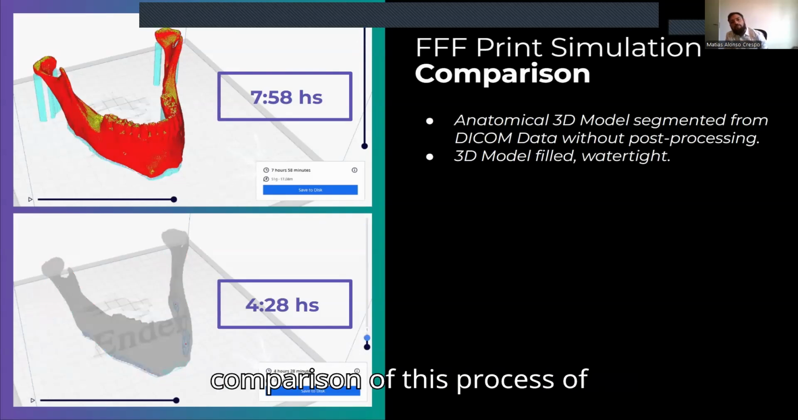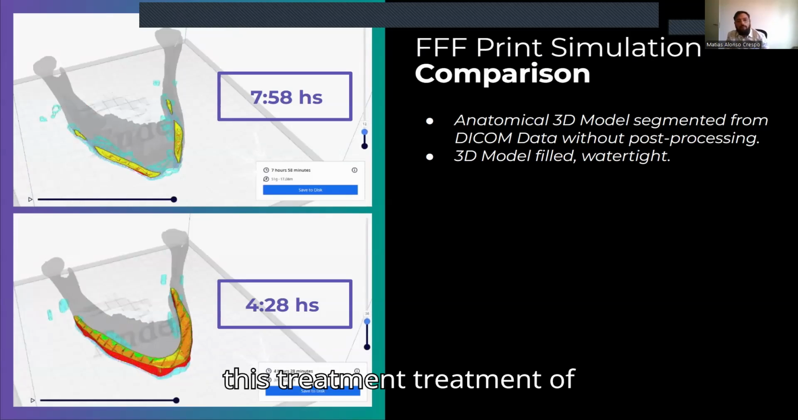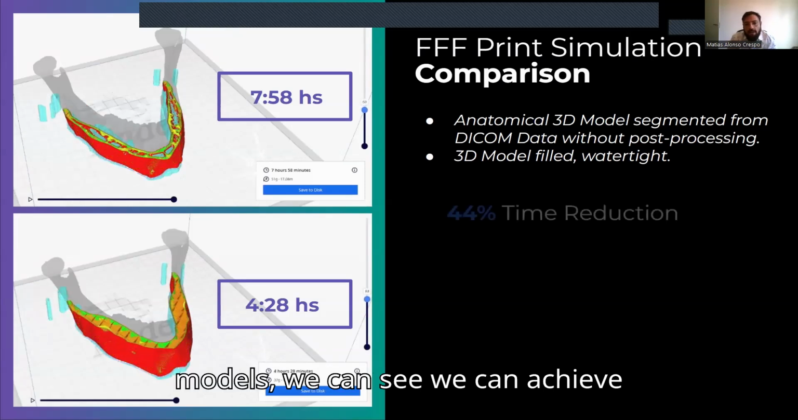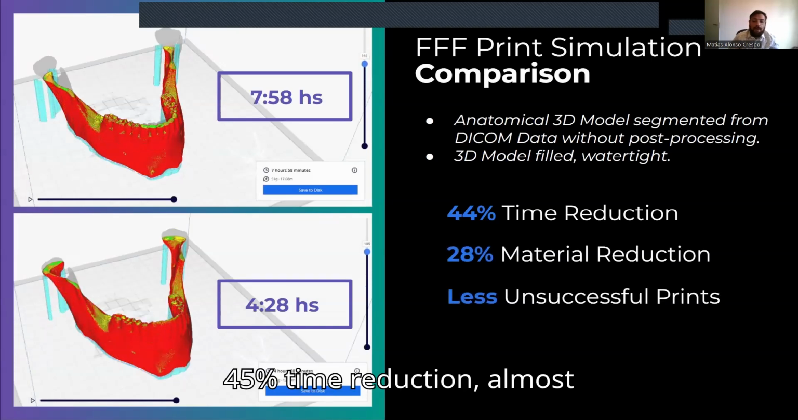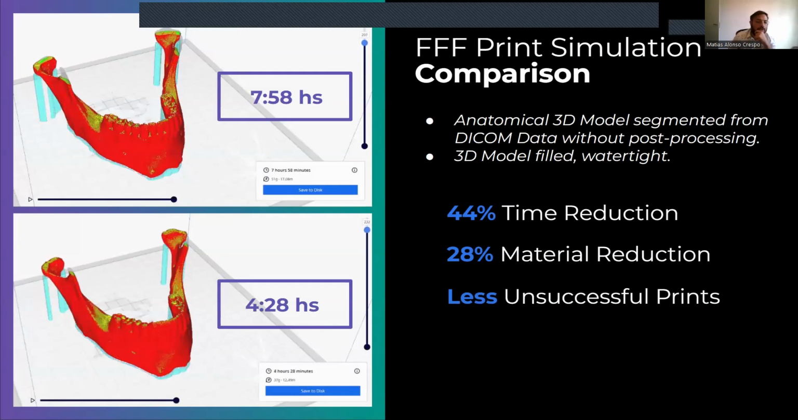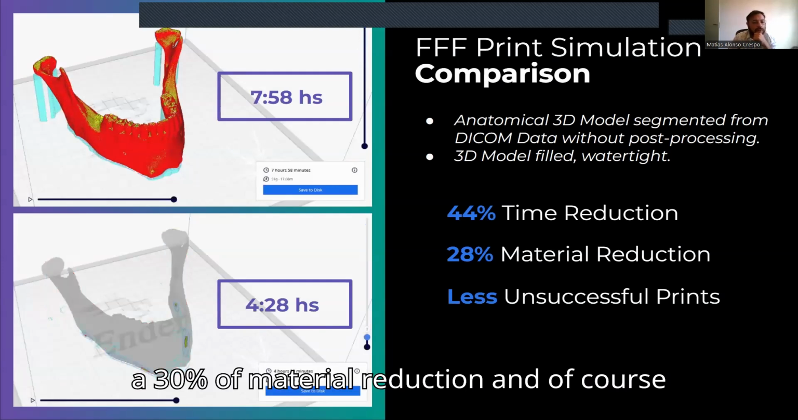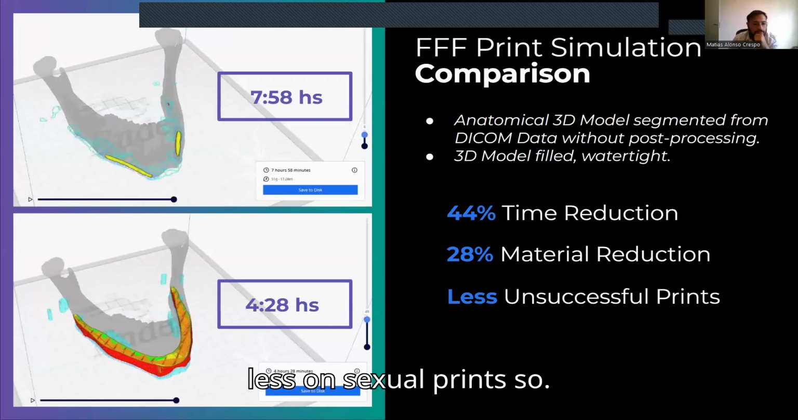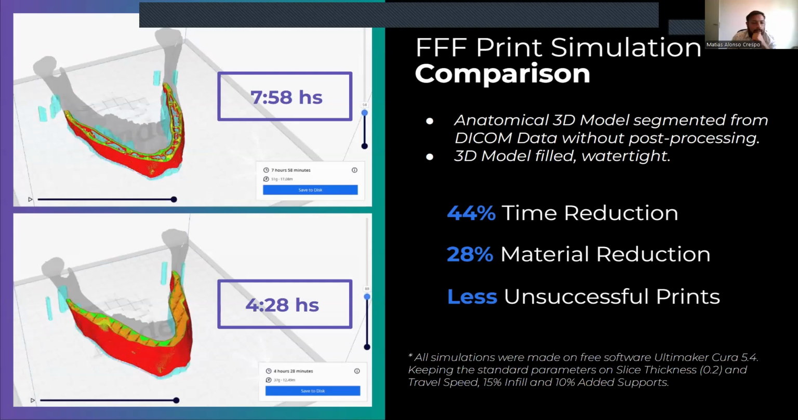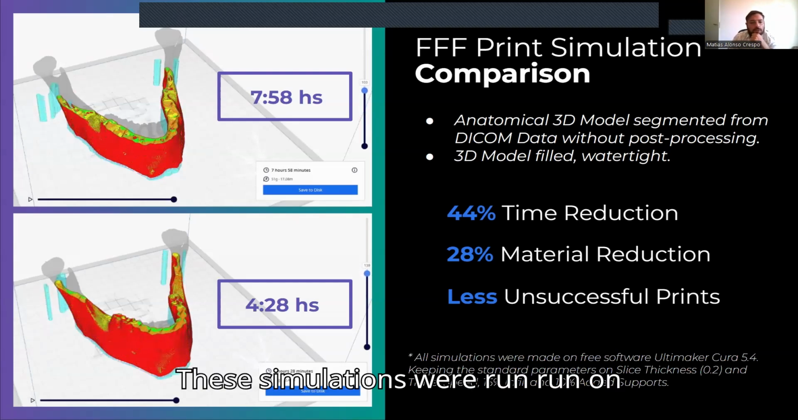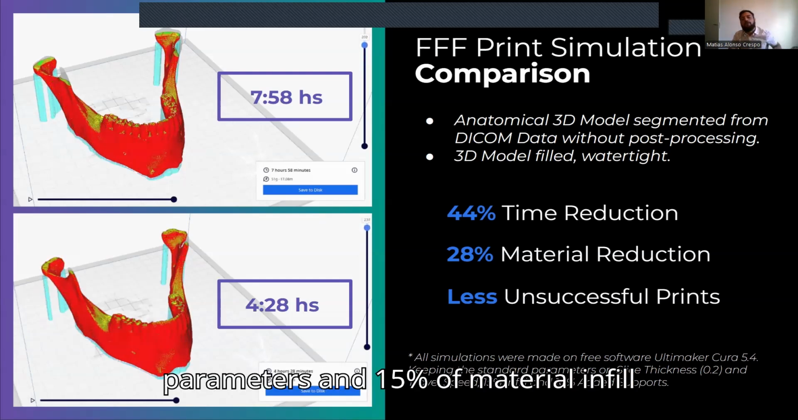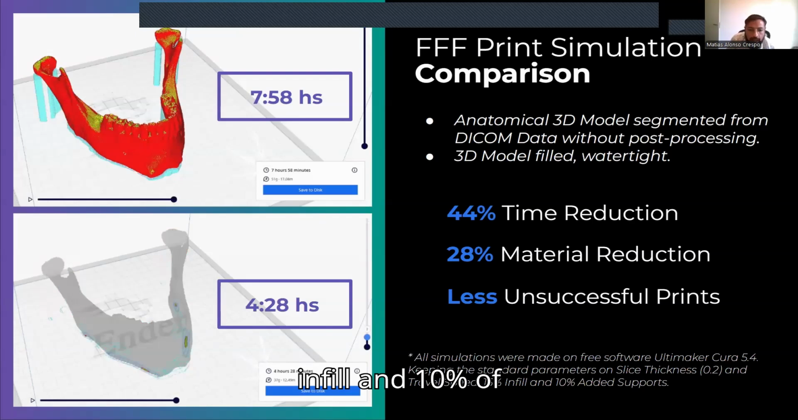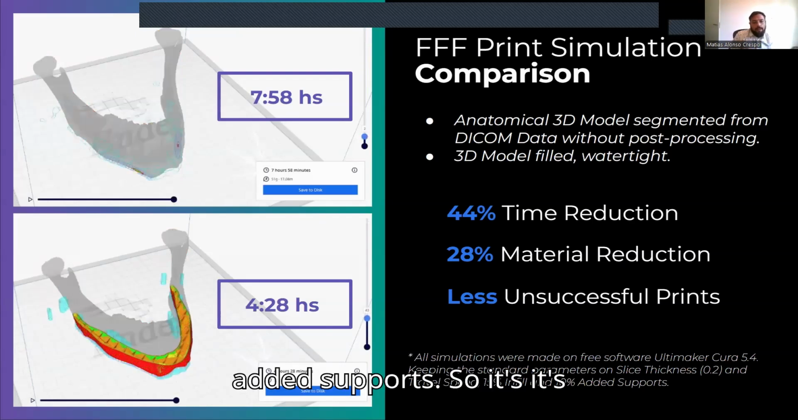So when we make a comparison of this treatment of models, we can see we can achieve almost a 45% time reduction, almost a 30% material reduction, and of course fewer unsuccessful prints. These simulations were run on Ultimaker Cura. I used all the standard parameters, and 15% of material infill and 10% of added supports. So this is the process.